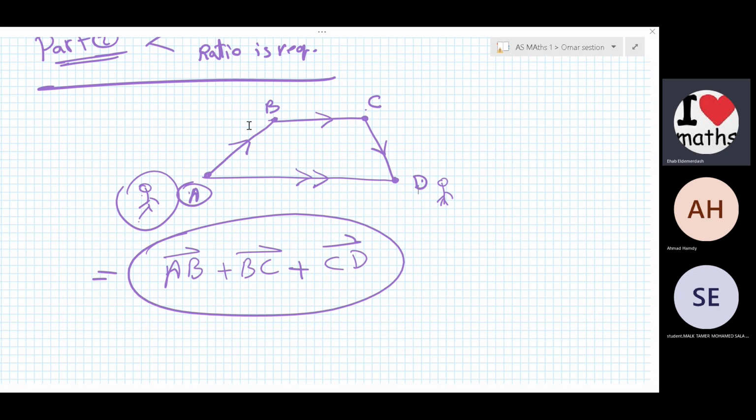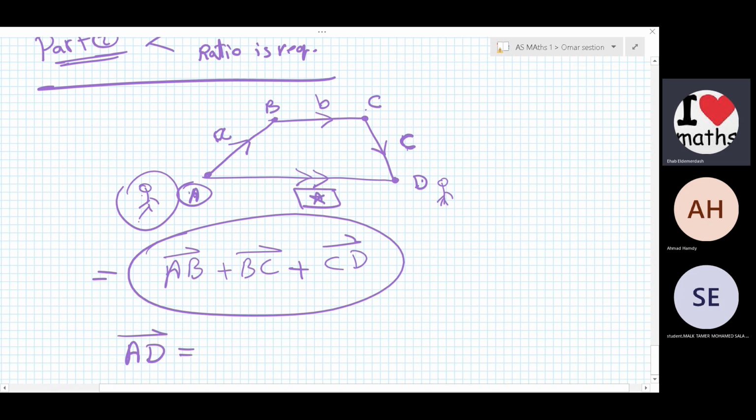Agreed? Now how to express it? For example, if I give this vector as A, this vector as B, and this vector as C, how do I express the vector AD? How do I write the vector called AD? All that you need to do, I need to go from A to D, and I don't have anything here to be expressed.